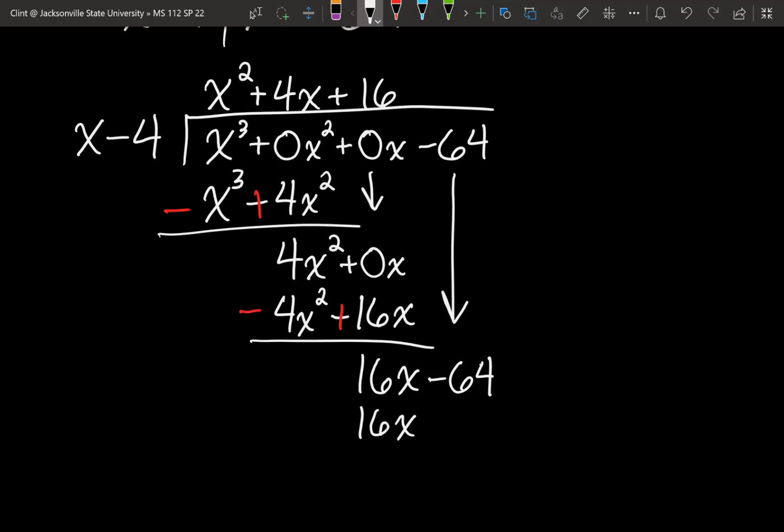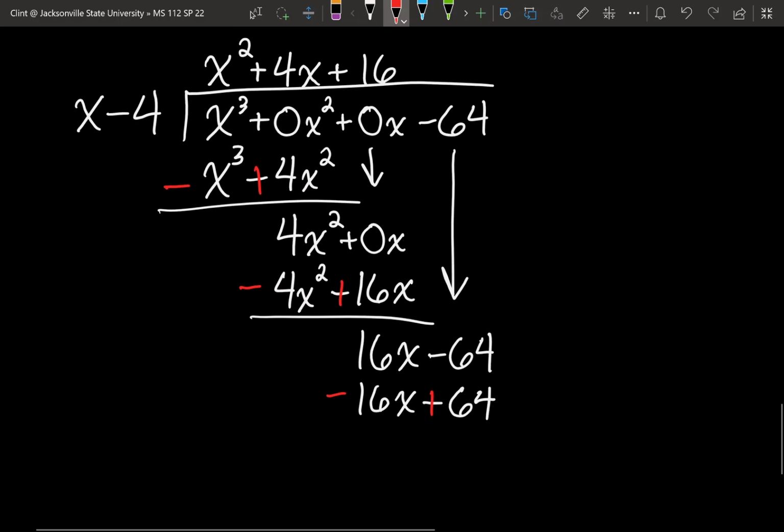16 times negative 4. Okay, so that's a little bit big. You can use a calculator. Okay, it's negative 64. Change our signs. 16x minus 16x, that's 0. Negative 64 plus 64, that is also 0. This one went in evenly, so no remainder.